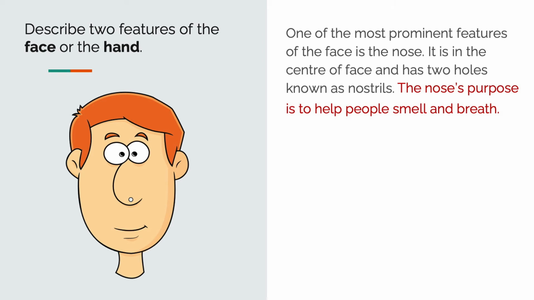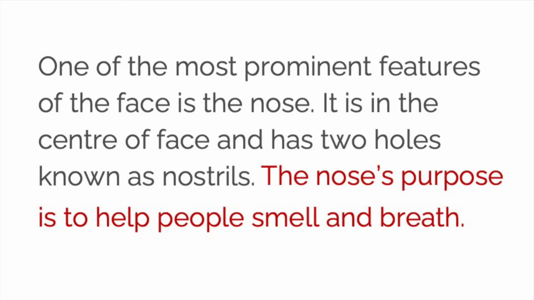Now, I thought we could start with an example which has nothing to do with history, but essentially gets you thinking about the way this type of question can be structured. For example, the question was to describe 2 features of the face or the hand. The first thing you need to do in your first paragraph is say that one of the most prominent features of the face is the nose.